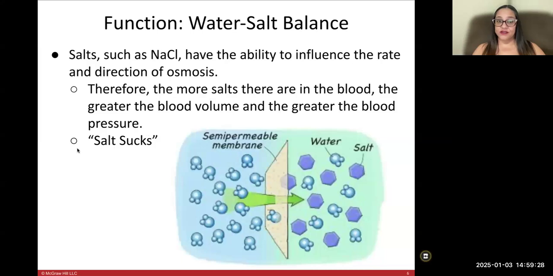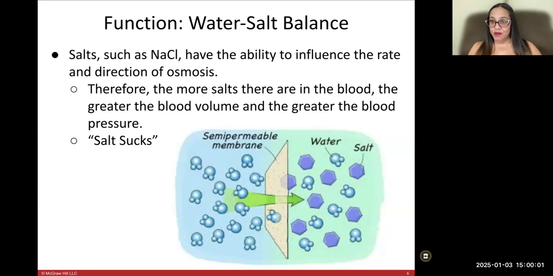Water-salt balance is another general function of the urinary system. Salts, such as sodium chloride, have the ability to influence the rate and direction of osmosis. Osmosis is just the diffusion of water. Therefore, the more salts there are in the blood, the greater the blood volume and the greater the blood pressure. In general, we remember this by saying salt sucks, which means wherever salt is, it's going to want water to dilute it. So it's going to cause osmosis.